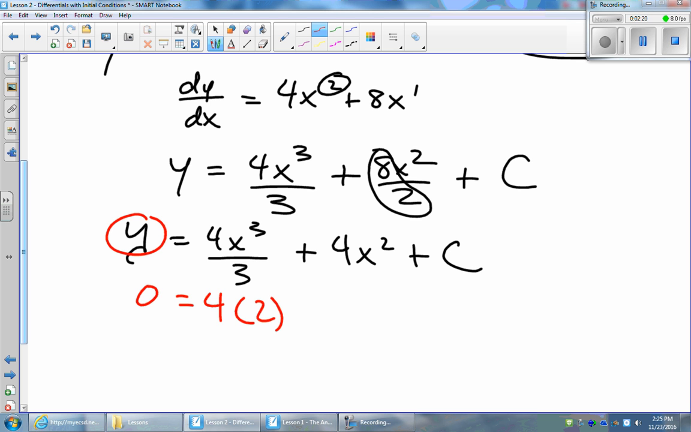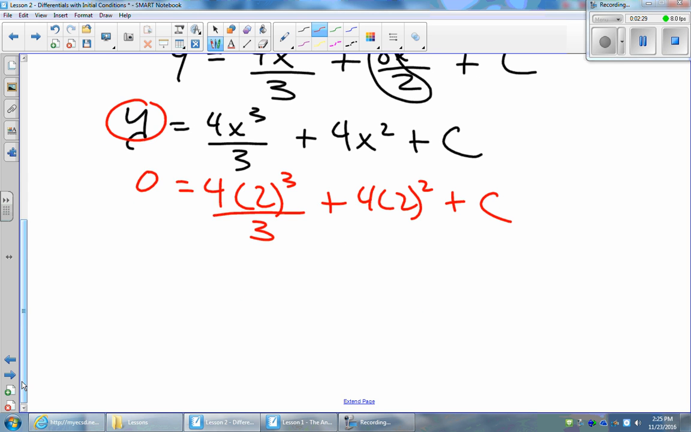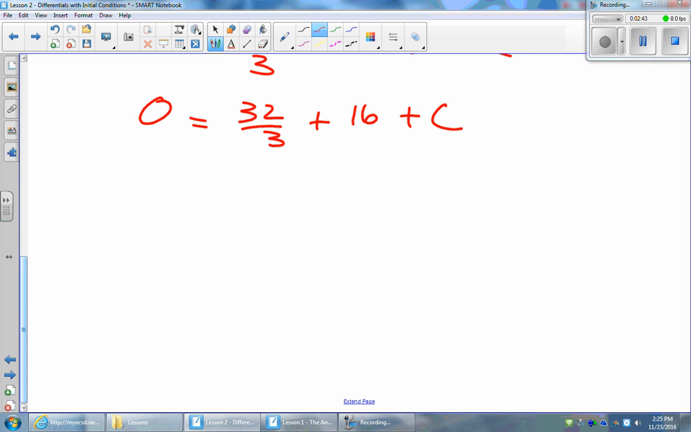So I get 4 times 2 cubed over 3 plus 4 times 2 squared plus c. Okay, we're just going to simplify this a little bit. 2 cubed is going to give us 8, and 8 times 4 gives us 32 over 3, plus 4 times 2 squared, which is just 16, plus c. As a result of doing all the work here, we're going to end up getting a c value that's actually a fraction. That number is c equals negative 80 over 3 when you solve for it.